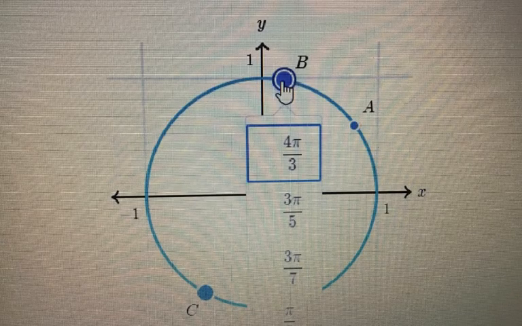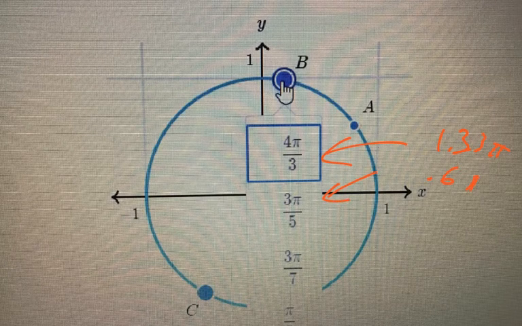All right. What about point B? Well, as we discussed already, that's bigger than 1. That's 1.33 pi again. This one is bigger than half of a pi.